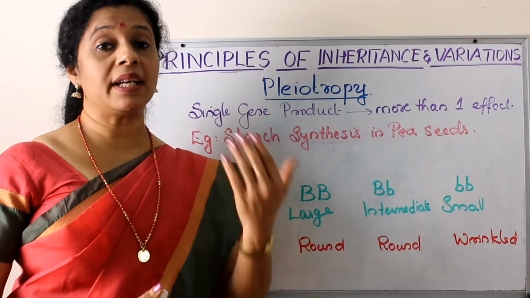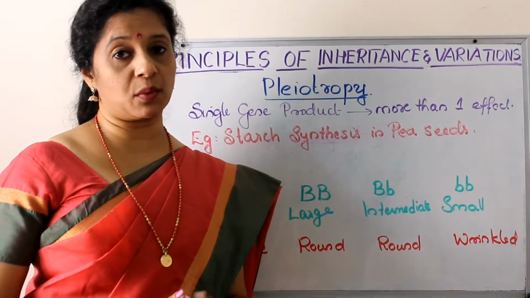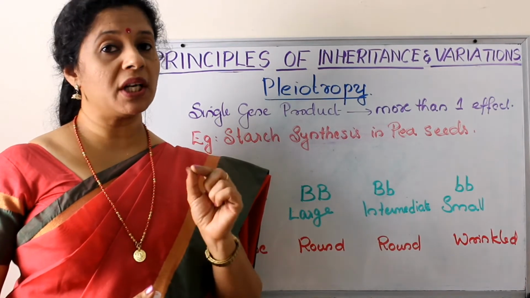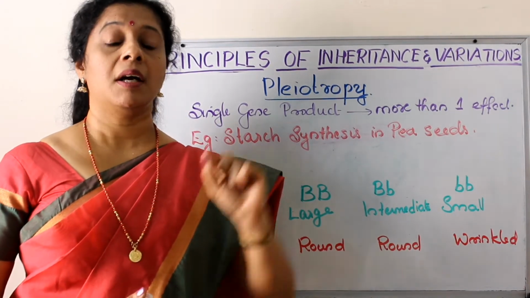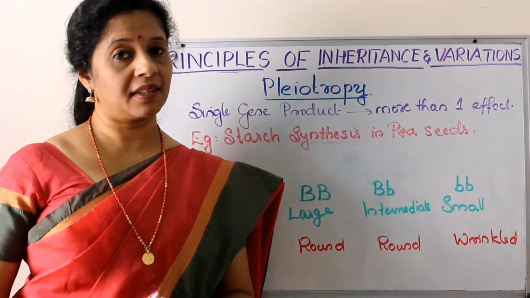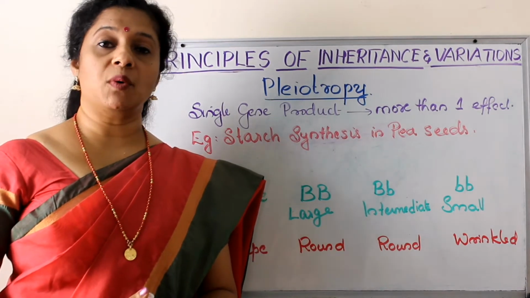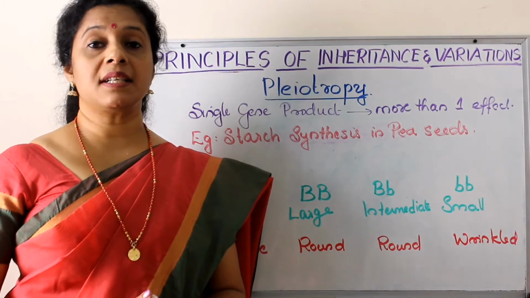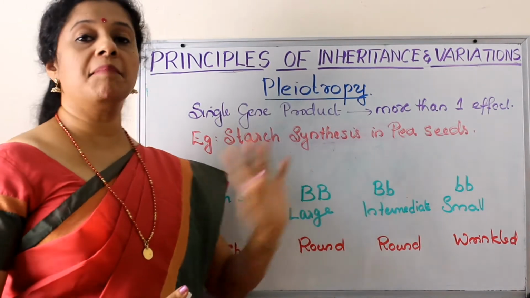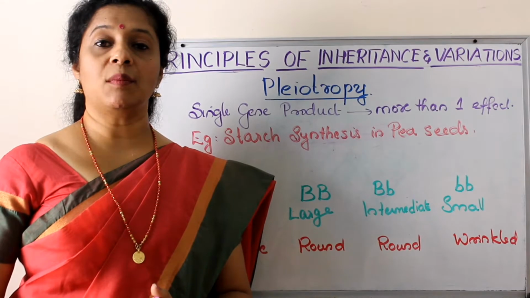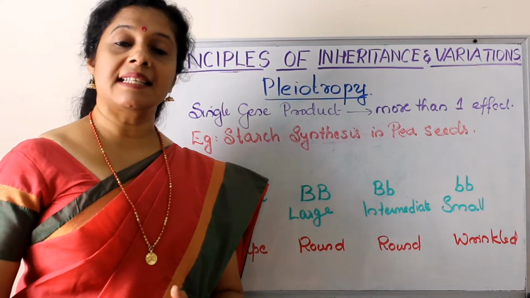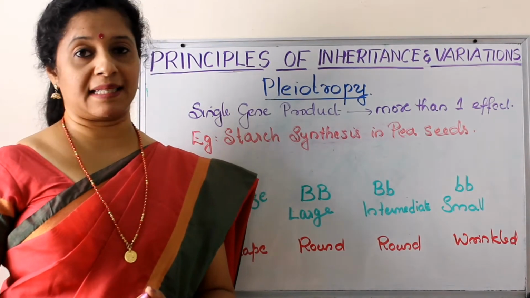It is actually controlling various metabolic pathways, thereby bringing about different effects. So if a mutation occurs in that particular gene, multiple effects will be there, right? In your textbook, we have two examples of pleiotropy. First is the starch synthesis in pea seeds. Another one is a disease called phenylketonuria. Let us discuss starch synthesis in pea seeds.